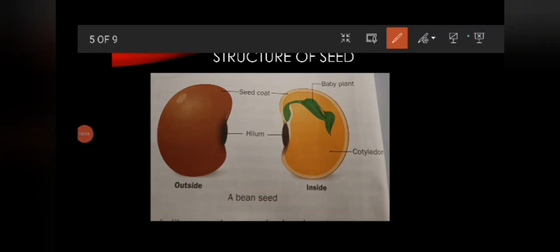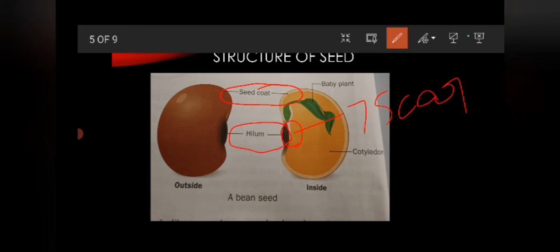Here you can see the structure of a bean seed. The outer coat which you see here is called the seed coat. What's the use of the seed coat? This seed coat protects the seed and the baby plant inside. There is a hole in the seed, which is called the hilum. Through this hole the water enters the seed. Under the hilum, you can see a scar. The scar is the place where the seed is attached to the fruit or the vegetable.